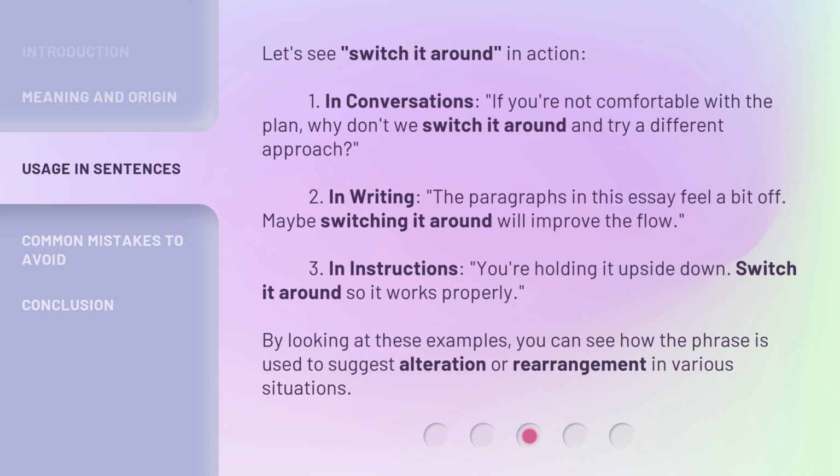3. In instructions: you're holding it upside down. Switch it around so it works properly. By looking at these examples, you can see how the phrase is used to suggest alteration or rearrangement in various situations.